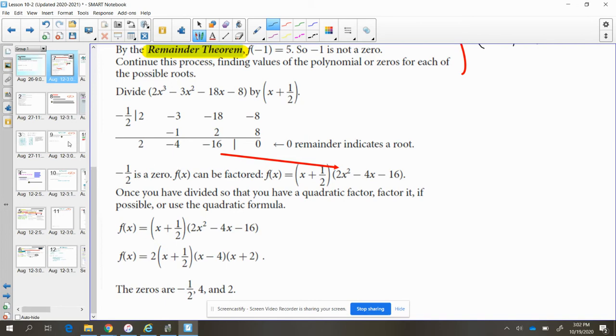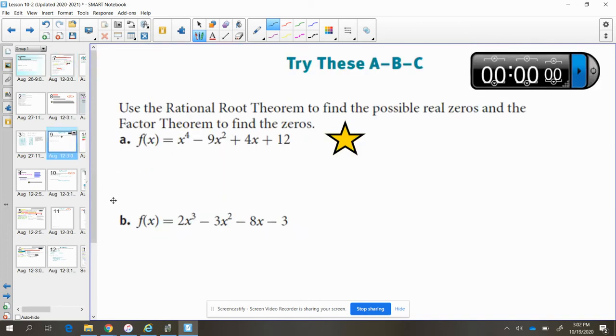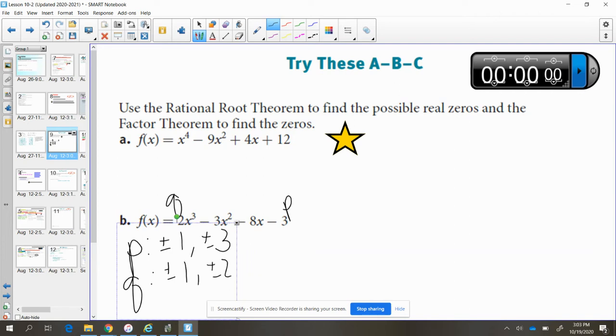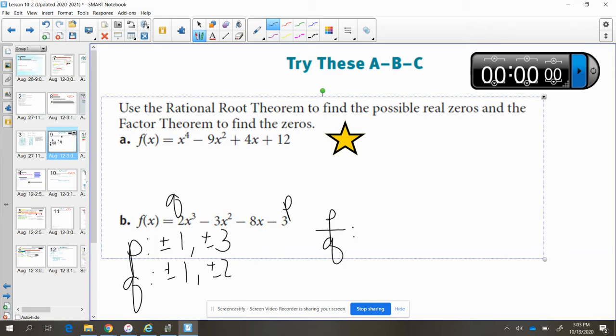Okay, so to practice this, let's look at example B here. And B has two factors we have to look at. We have to look at all the key values, so the factors of 3, and then we have to look at all the factors of 2, which aren't a ton, which is nice. And all of our potential zeros then are all of the factors of P simplified divided by all the factors of Q, right? So if we take 1 divided by 1, that's just 1.